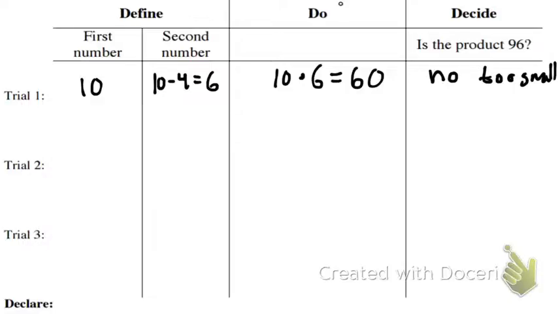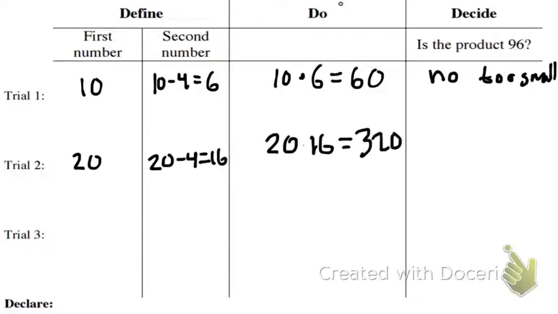Okay, so let's go back. Let's try a second attempt. I know my first one was too small. So let's go ahead and try something a little bit bigger. Let's go for 20. So now I need to figure out that number. That 20 minus the second number should give me a 4. So that number is going to be 16. Okay, 20 minus 16 would give us 4. So let's try multiplying these. We got 20 times 16 is going to equal 320.